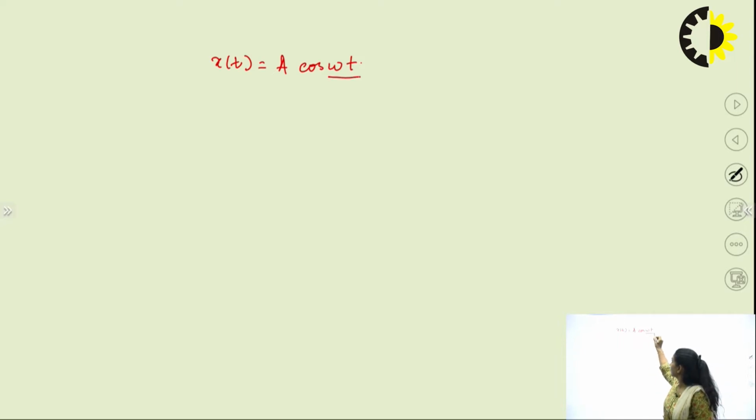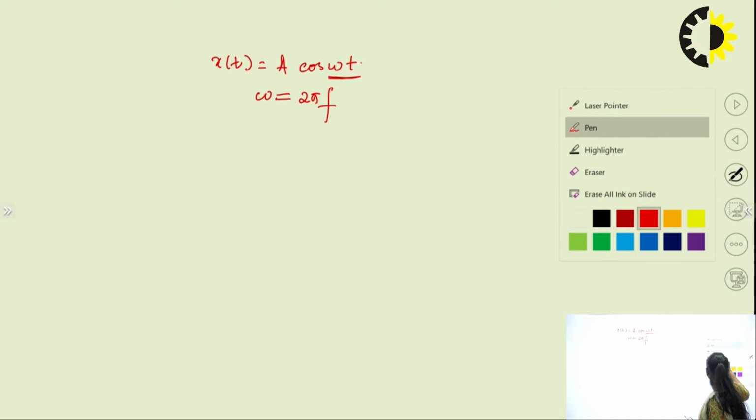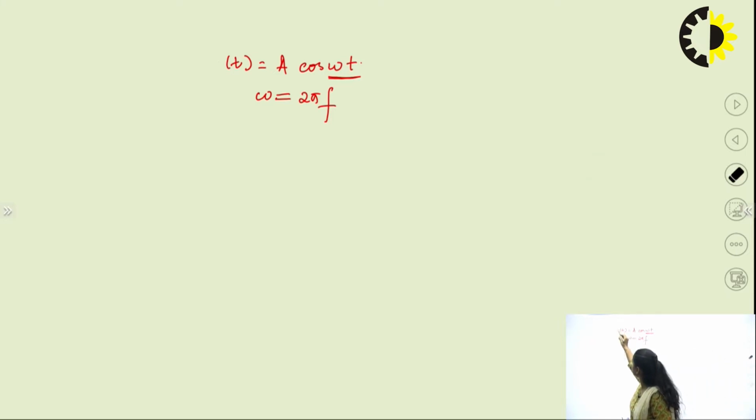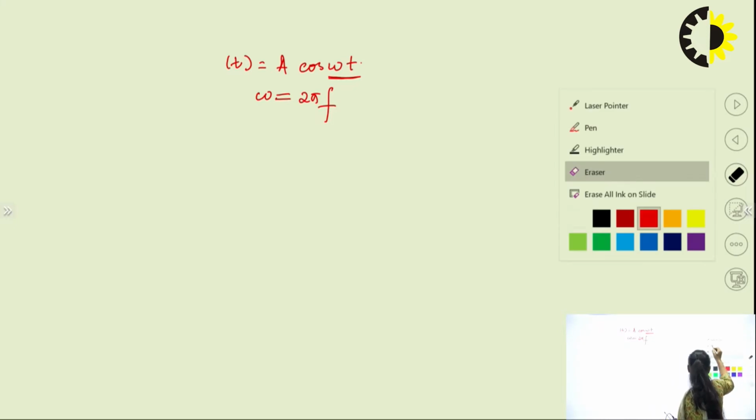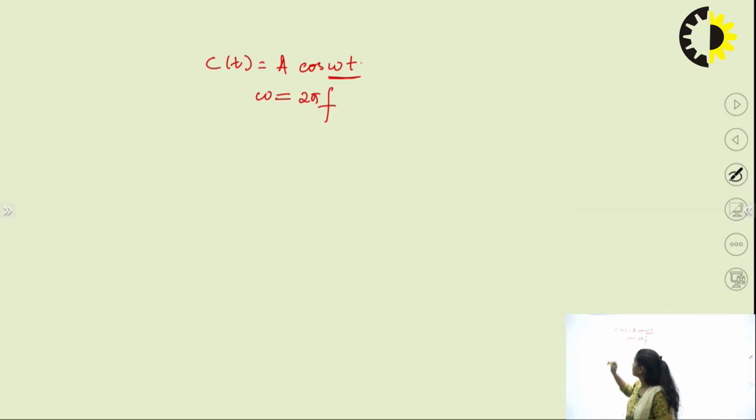When I'm talking about varying the angle part, it is done in two ways: either deviating the phase or varying the frequency part, and both combined are called angle modulation. In the previous slide, I defined omega as 2 pi f. In terms of the carrier, I would rather represent it with CT. I would represent omega with omega CT, and frequency with FC, right?